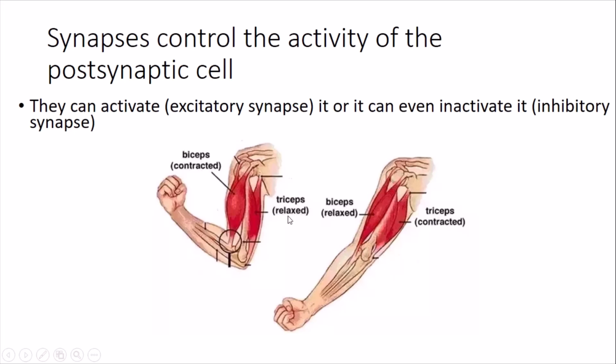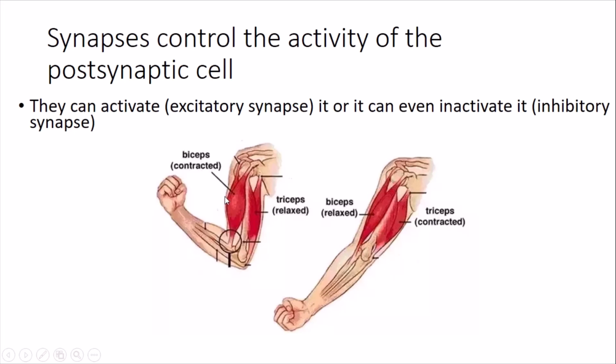It's not functioning. And when you do the opposite motion or movement, you see that the biceps is now relaxed, whereas the triceps is contracted. So what does this have to do with synapses? Recall that we said muscles are under the control of neurons through synapses.